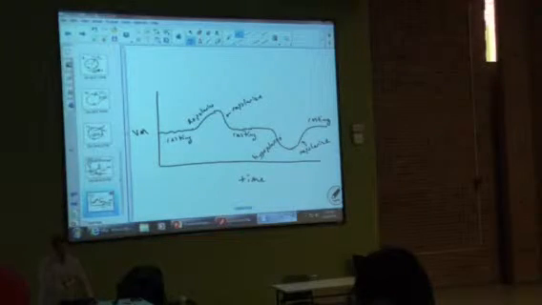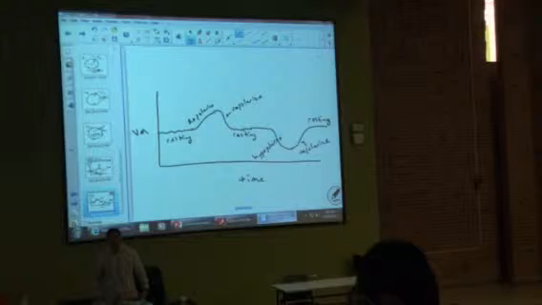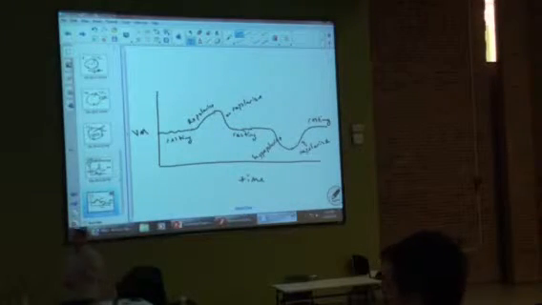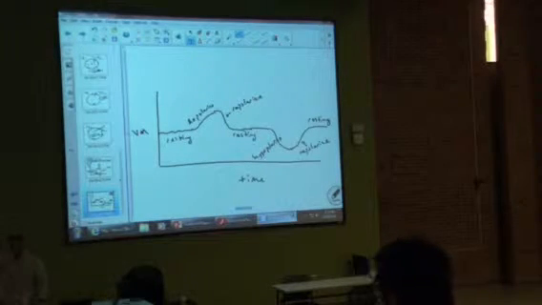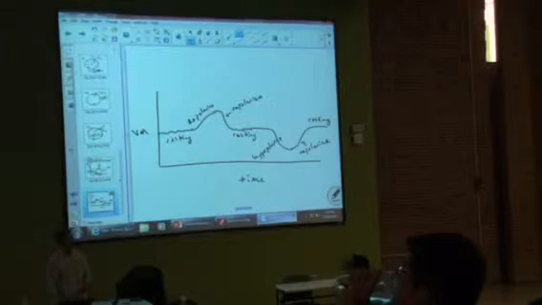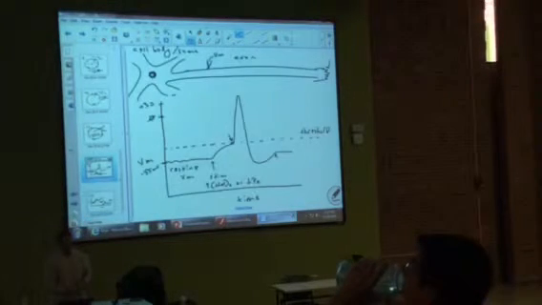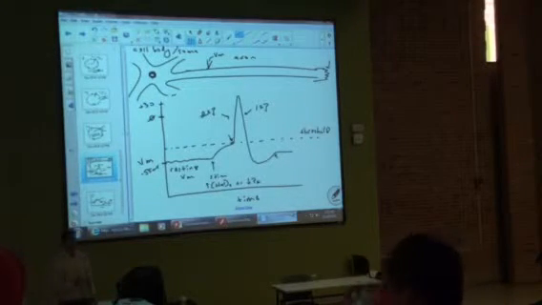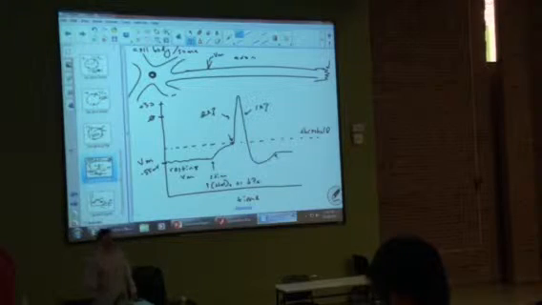So after a change has occurred, if membrane potential returns back to normal, I don't want to say normal, to resting, that's repolarization. Depolarization, more positive. Hyperpolarization, more negative. Repolarization, return to resting. Doesn't matter if it was more positive to begin with or more negative, it's still repolarization. So, given these definitions, that's depolarization, that's repolarization, because it's going back towards resting.